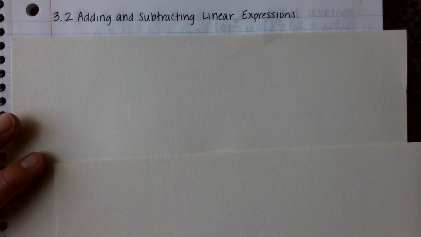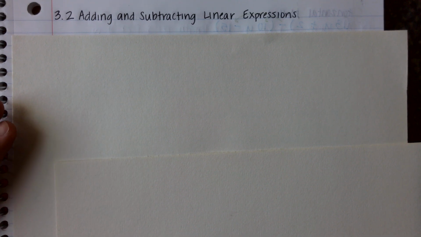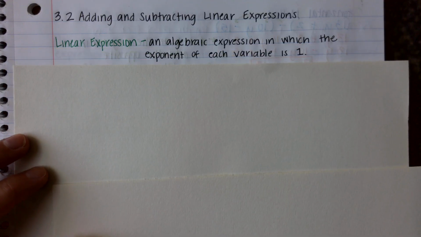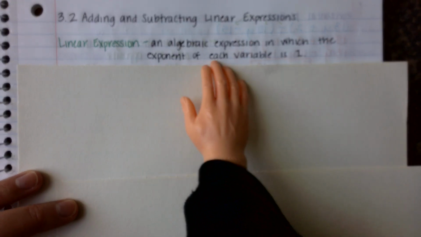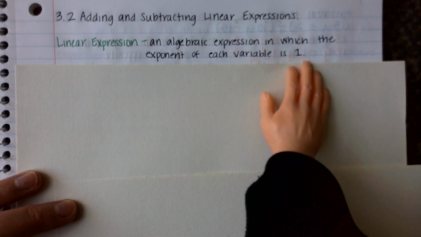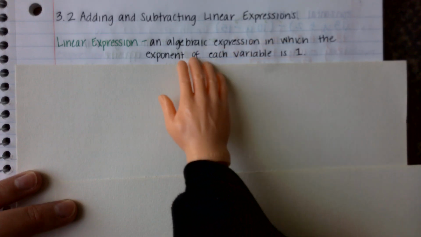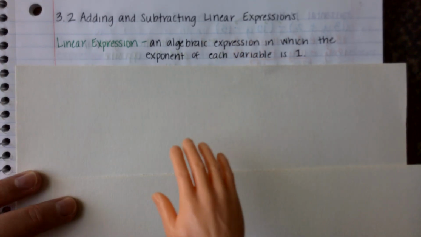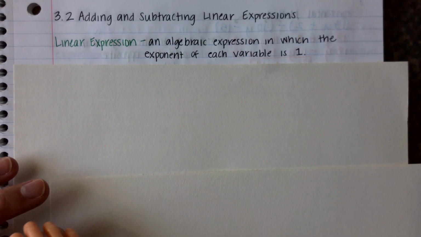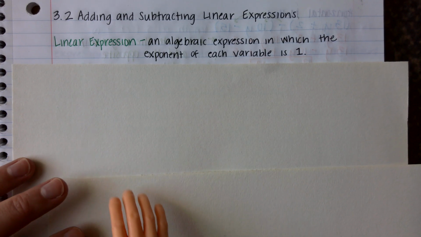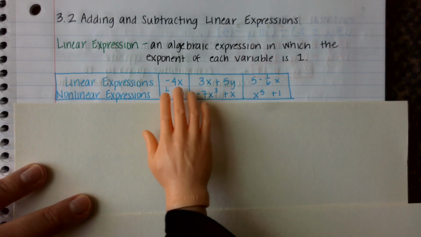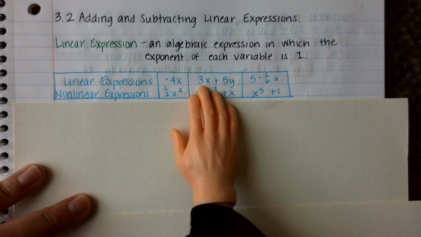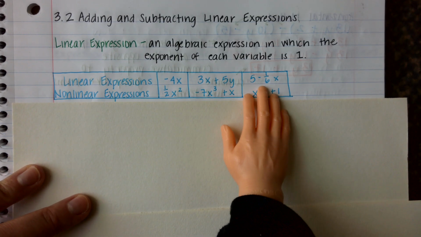3.2 is all about adding and subtracting linear expressions. A linear expression is an algebraic expression in which the exponent of each variable is 1. So we are going to have variable terms and constants in these expressions, but the exponents on those variables are all going to be 1. Some linear expressions we have are negative 4x, 3x plus 5y, and 5 minus 16x.